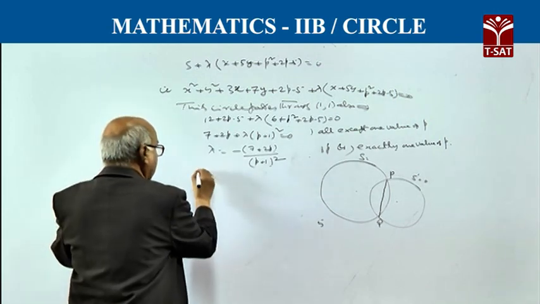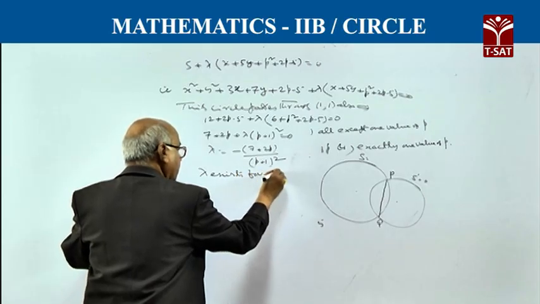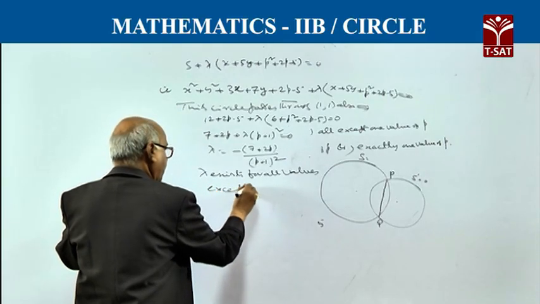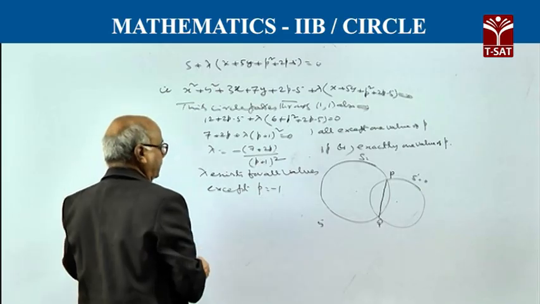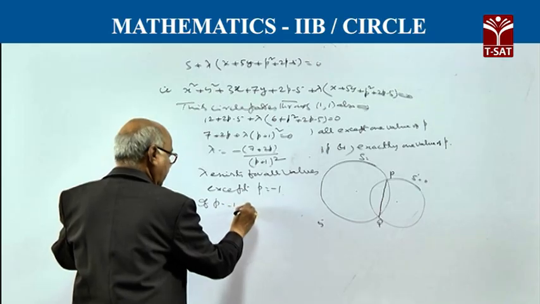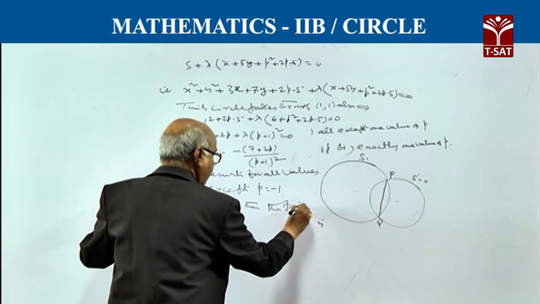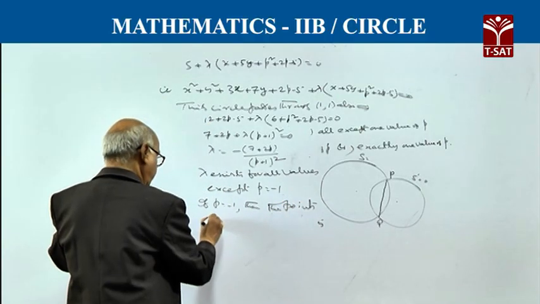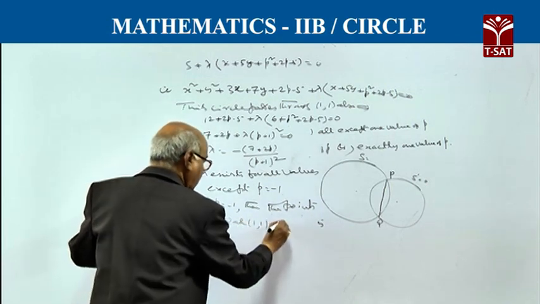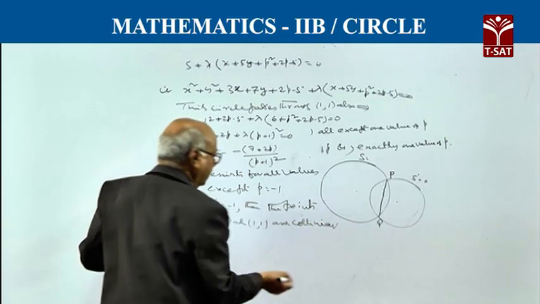Now, this lambda exists for all values except p is equal to minus 1, and if p is equal to minus 1, then the points P, Q and (1, 1) are collinear, so that there will be no circle.